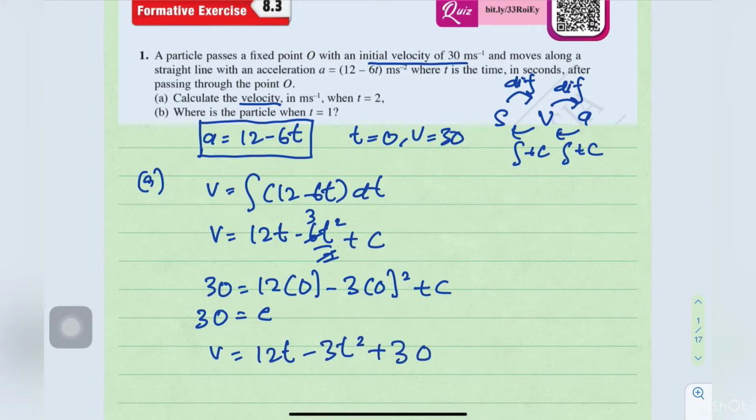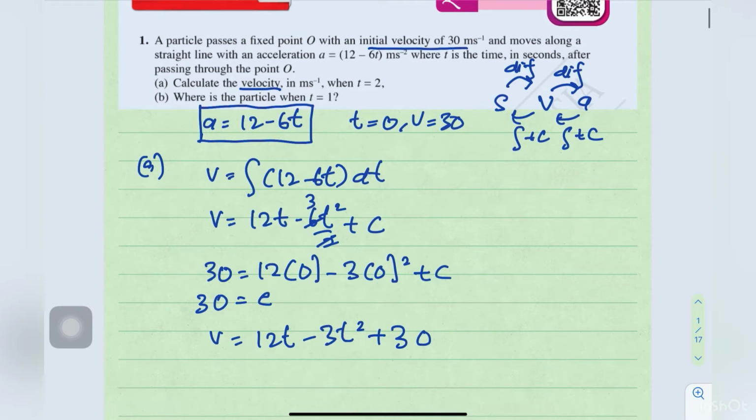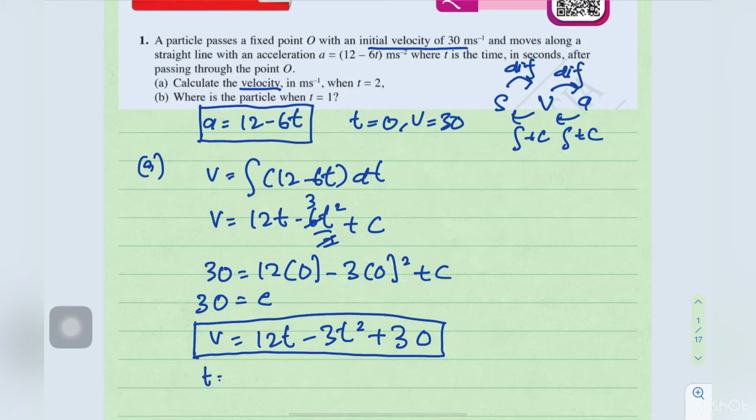Okay, so we are going to find the velocity when t equals 2. Substituting into v, when t equals 2, v is 12 times 2 minus 3 times 2 squared plus 30, which equals 42 meters per second.